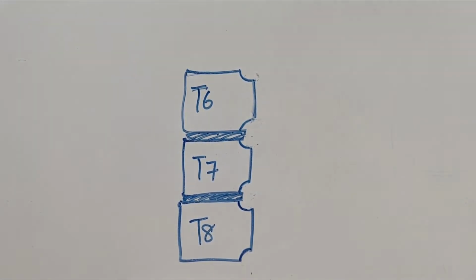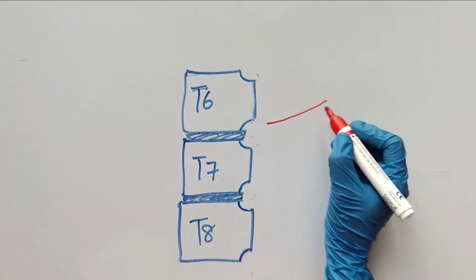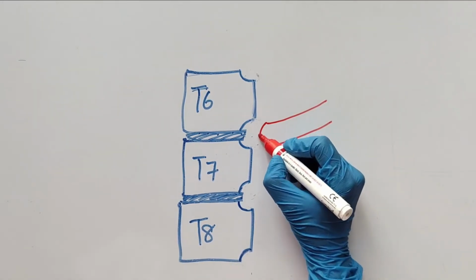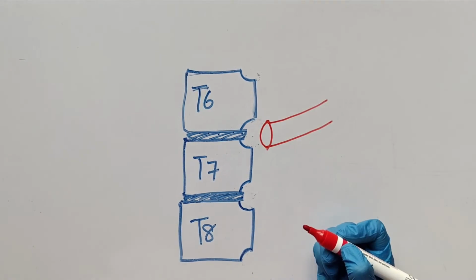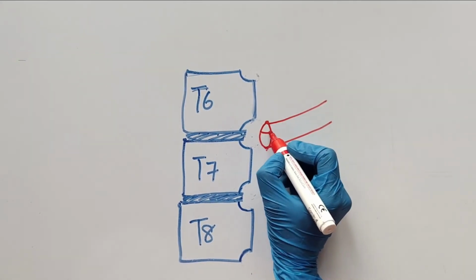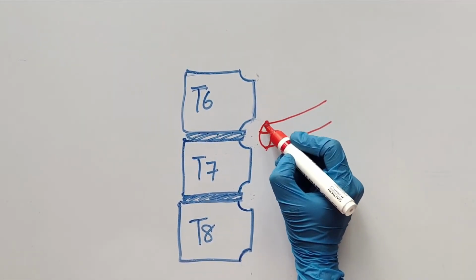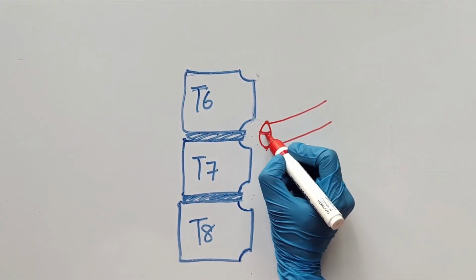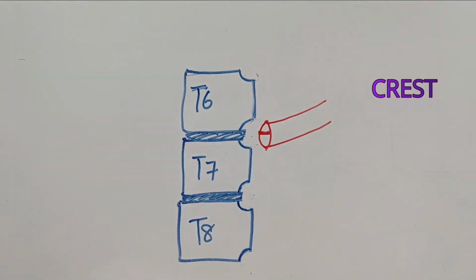Now let's see how this articulation happens. Now here is the posterior end of the rib with the head. So here is the head of the rib, and the head of the rib consists of two facets, an upper smaller facet and a lower larger facet. So here is the upper smaller facet and here is the lower larger facet, and in between these two facets there is an elevation called the crest.